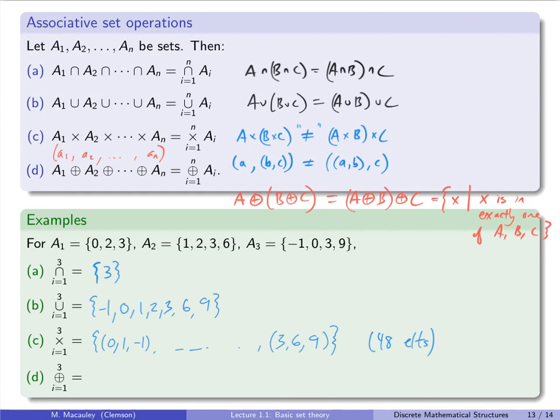And finally, the symmetric difference. What are the elements that are in exactly one of these? Well, 0 is in 2. 2 is in 2 of them. 3 is in all 3 of them. 1 is in only that set. 6 is in only A2. Negative 1, I think, is only in one of these. 0 we've seen before. 3 we've seen before. So the symmetric difference is the set consisting of 1, negative 1, and 9. Oh, and also 6. There we go. Okay.